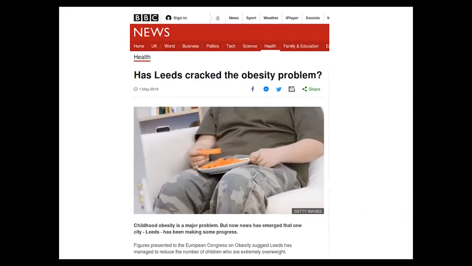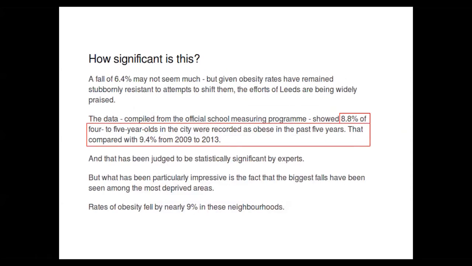Some good news, perhaps, at this point. Here's a recent news story from the BBC where it looks like, at least so far as children are concerned, down in Leeds, they've actually done better than you might expect. And what they've been able to do is reverse the trend of an increasing number of children becoming obese. Where 9.4% of the childhood population were obese in the 2009 to 2013 period, they managed to get that down to 8.8% of children in subsequent years.